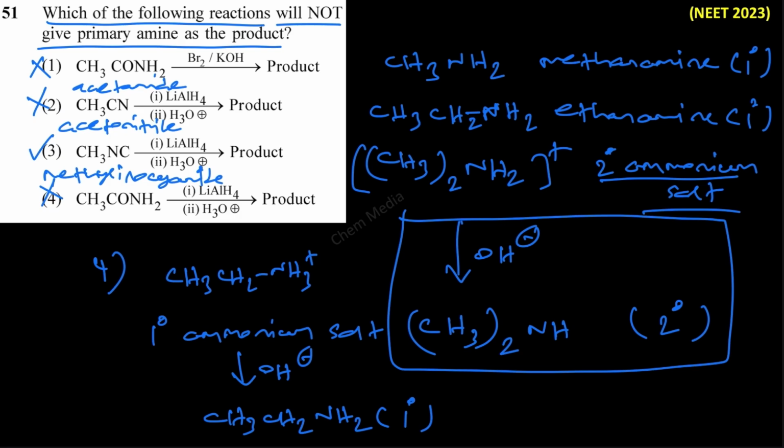So, if we are comparing secondary ammonium salt versus primary ammonium salt, in the first 2 cases we have primary amine, in the 4th case we have primary ammonium salt. So, therefore, our correct answer has to be secondary ammonium salt because that is not giving a primary amine in the end. It is giving secondary amine. So, therefore, option 3 is definitely correct.